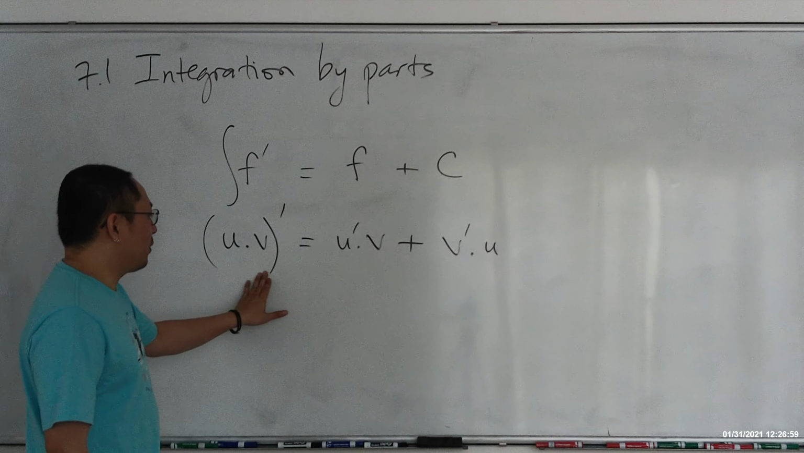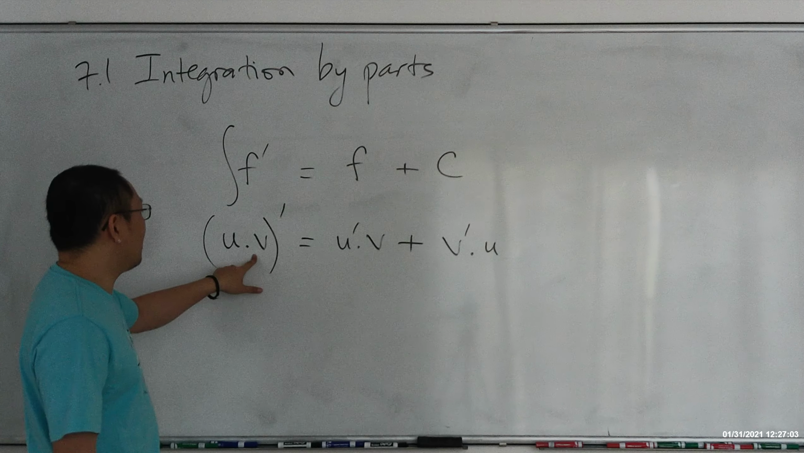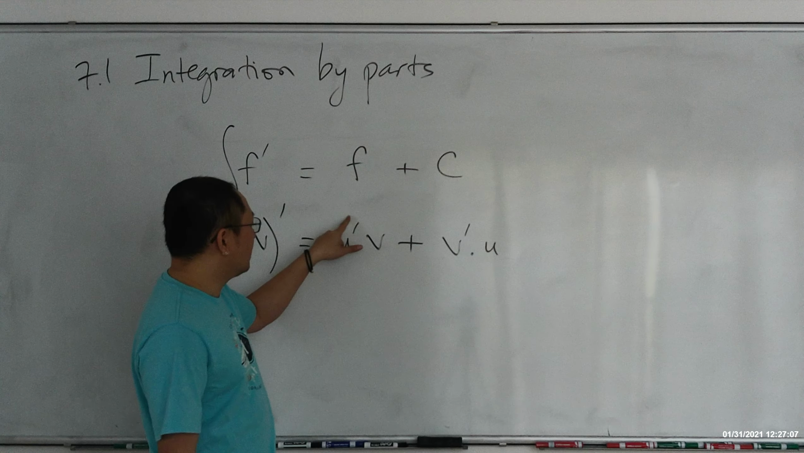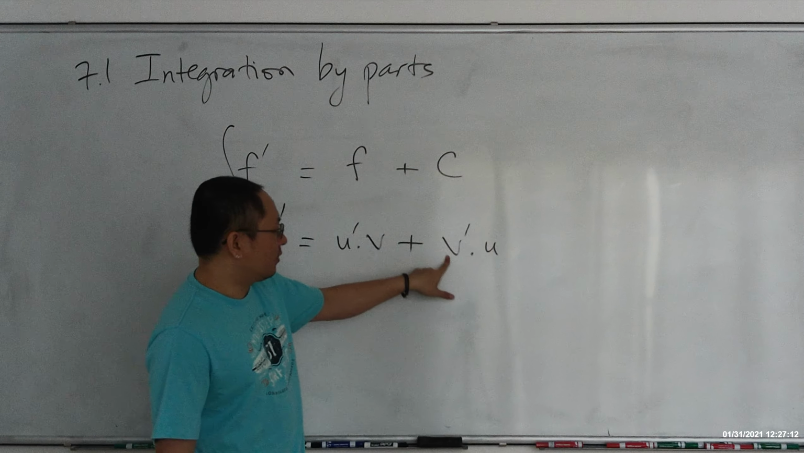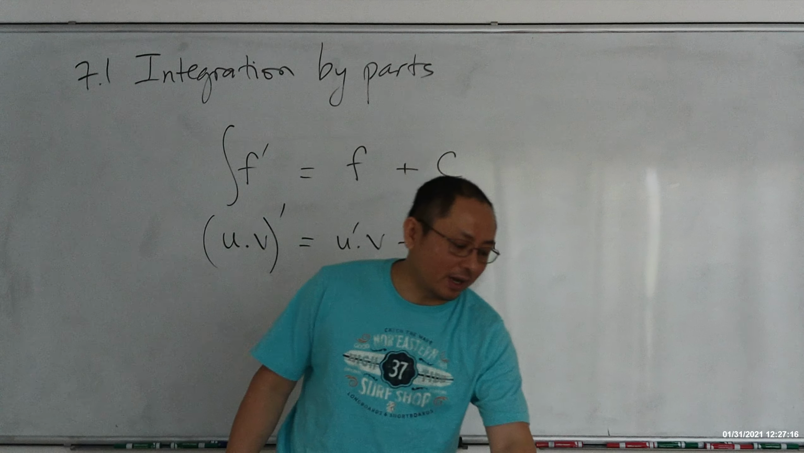This is the product rule that we learned in Calc 1. You have a product of two functions, u times v, and if you take the derivative of the product, it's going to equal the derivative of the first function, which is u prime, times the second function, which is v, plus the derivative of the second function, which is v prime, times the first function, which is u.